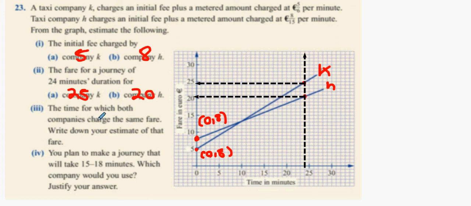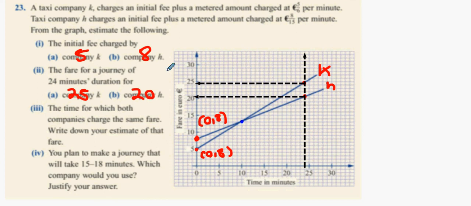The time for which both companies have the same fare. When are the fares exactly the same? What do you reckon? Is it 12? I can't really see too accurately. Look at your copy. Look at your book. Page 23. I'd say 9 or 10 minutes with you guys. That makes sense? Okay, next one.